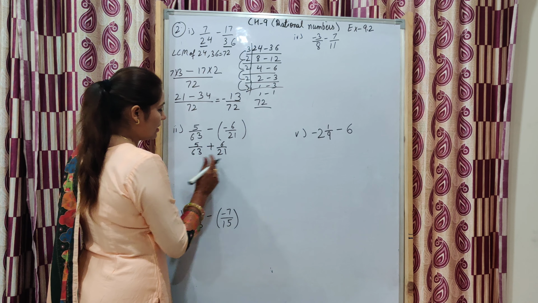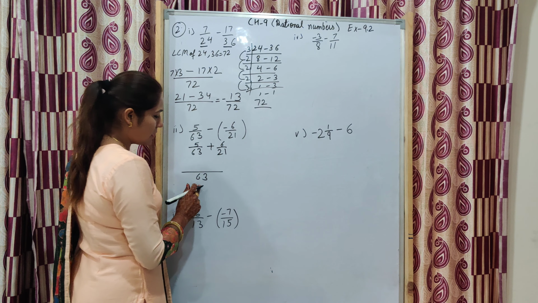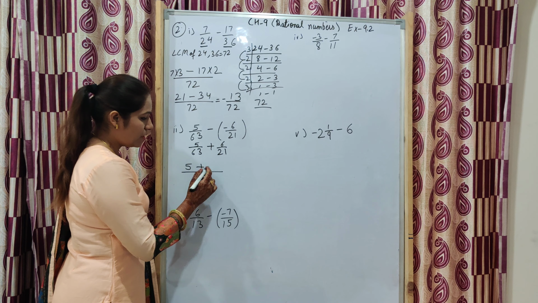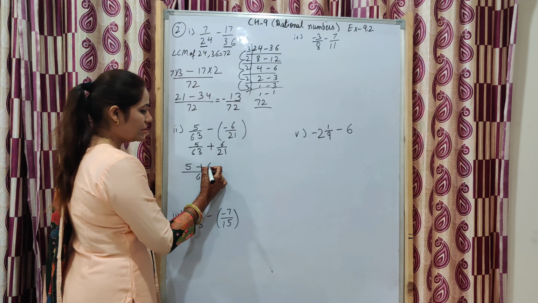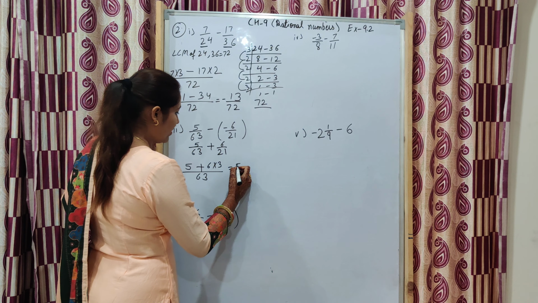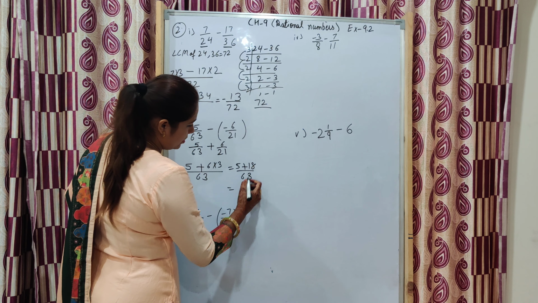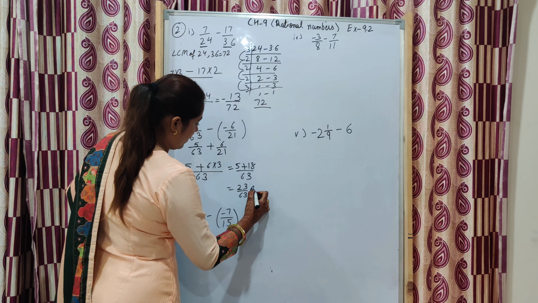6 upon 21. Take the LCM of 63 and 21. You will get 63. 63 divided by 63, 1. 1 multiply 5 is 5. Plus 63 divided by 21, you will get 3. 3 multiply with 6. So we will get 5 plus 18 upon 63. Add them. You will get 23 upon 63.